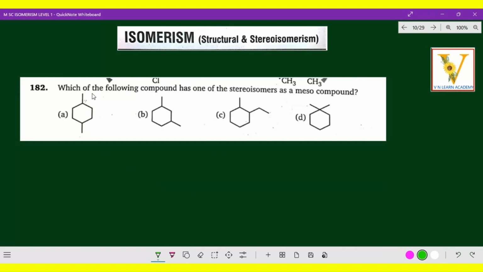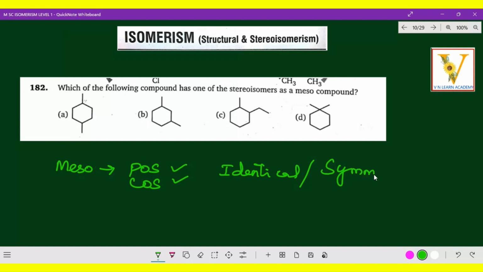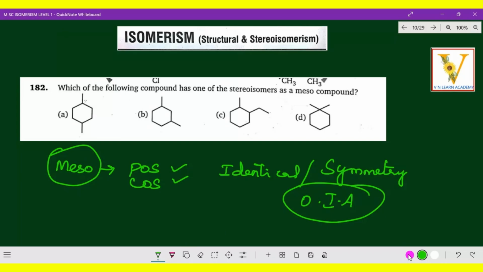The next question: which of the following compounds has one of the stereoisomers as a meso compound? A meso compound first and foremost requires POS or COS, any one has to be present. The second thing, it has to be identical. Next, it has to be symmetric, and optically inactive. So these things should be present for a meso compound. Come on, let us check if it is possible in such compounds.